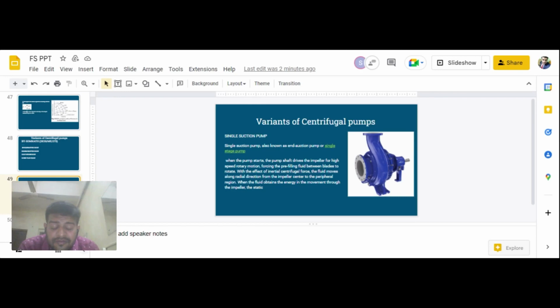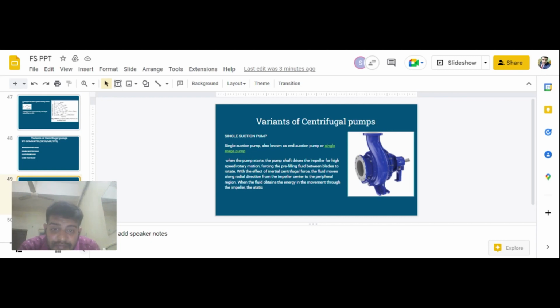Single suction pump is also known as end suction pump or single stage pump. In these pumps, there is only a single impeller, with high flow rate and diffusers for pressurized inflows. The impeller of the pump is connected with a shaft driven by an engine or electric motor. It can lift water up to 125 meters.